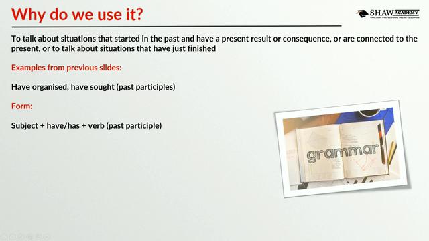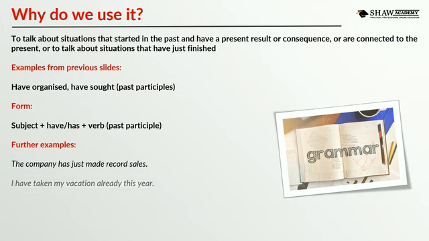Then we bring in the auxiliary verb, have or has, depending on the subject, of course. Then our verb in the past participle. So let's look at some further examples. The company has just made record sales. The company is third person, so we use has. The company has just made record sales.